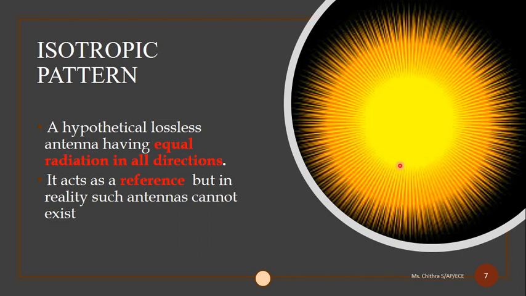And isotropic pattern means there will be a central point. So an antenna will be placed at the center. And from one central antenna or one central point, the radiation is going to be maximum in all the directions. But this is just a theoretical aspect. Practically, such kind of antennas cannot exist. But this isotropic pattern is used for analysis.